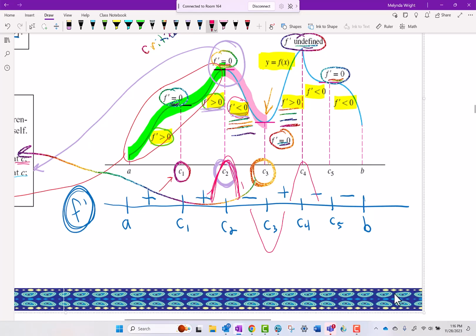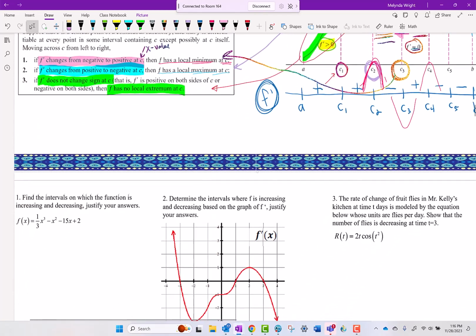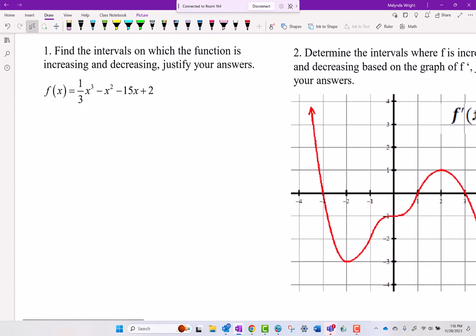Okay. So let's look now at some examples. We've got some examples here on this next slide. Our first example is just finding intervals of increase and decrease. That's the first thing we talked about. So what did we need to find intervals of increase and decrease? The test used what? The derivative, right? It used f prime. So I don't have the derivative. What am I going to have to do? I'm going to have to find the derivative.